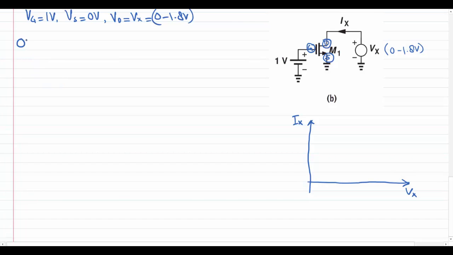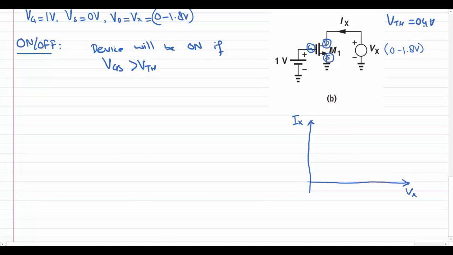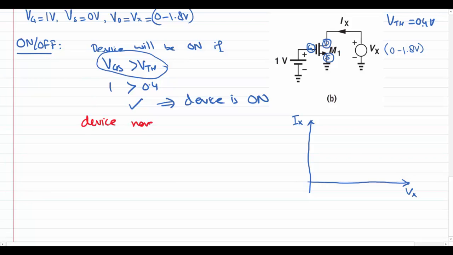Now let's see, first thing first, is the device on or off? Well, the device will be on if Vgs is greater than Vth. Here remember that the Vth is also 0.4 as in part A. Here the Vgs is found to be 1 minus 0, which is 1 volt, and the Vth is given to be 0.4. This inequality holds true, therefore the device is on. We can also observe that this condition is always going to hold true, because this is fixed, so there is no way that the device is going to turn off. So I can make a comment that the device never turns off.